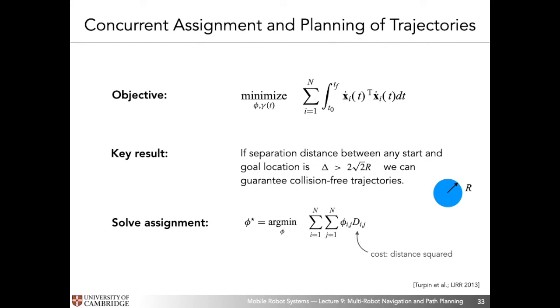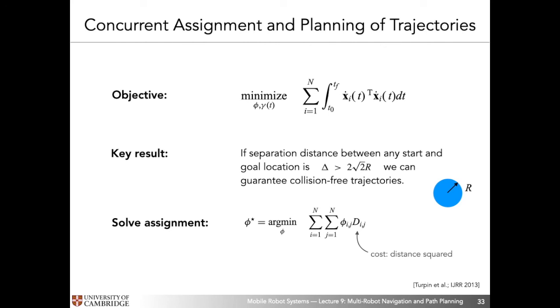And we're going to exploit that in this setup to solve the concurrent assignment and planning of trajectories problem. So for the case of homogeneous multi-robot systems composed of holonomic robots, we can formulate the problem as follows. In the first instance, we want our assignment and the resulting trajectories to be optimal. So we pose the optimization problem, which finds an assignment phi and a set of trajectories gamma such that our cost is minimized, where our cost is simply represented by the sum of distances traveled squared, right? Similar to what I just described to you previously.